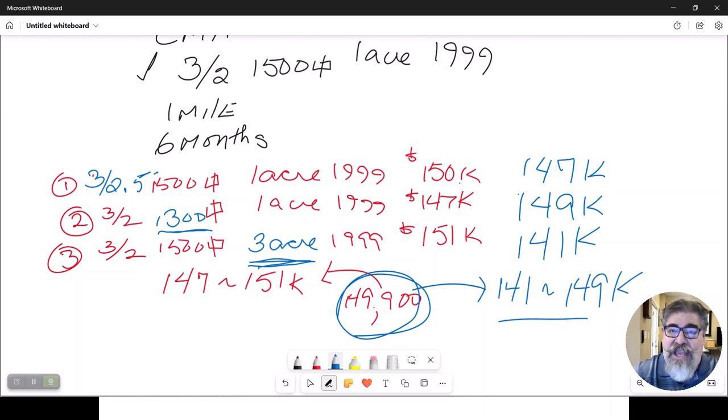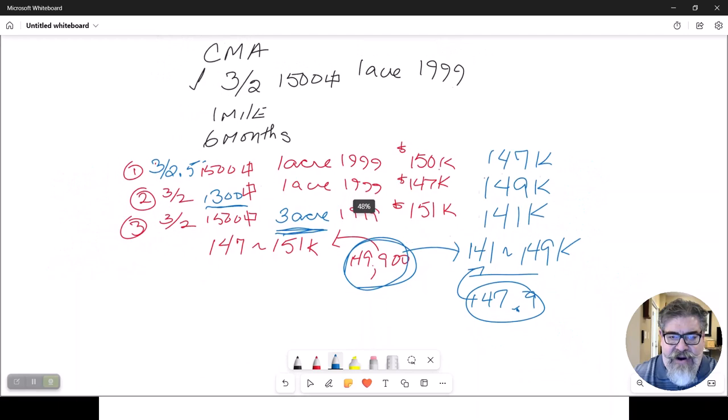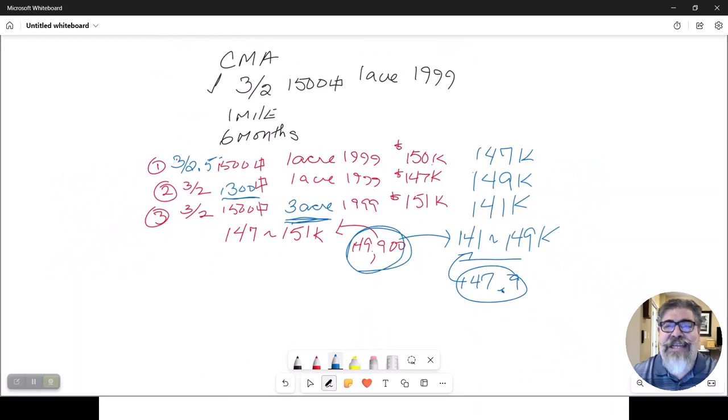149.9. Hopefully, your professionalism will help guide them and they go, yeah, I thought that was kind of high. Maybe we should do it at 147.9. Yeah, that's probably a better number. So they come in here at 147.9 because it's now in that range. This is the principle of substitution. I guarantee you are going to need to know this on my exam and probably the state.